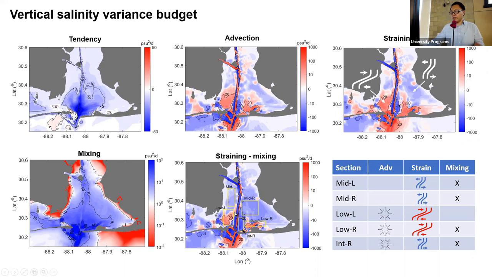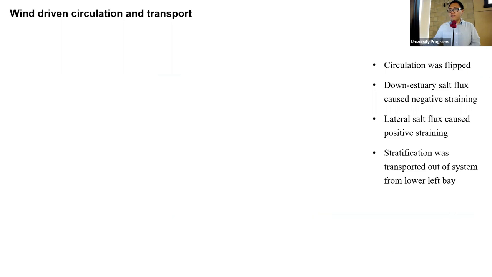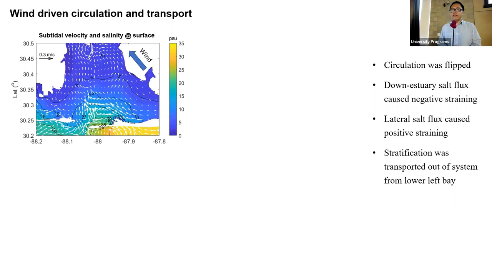At different locations, we can identify the dominant processes. In the mid bay, there is negative straining and mixing, which decrease the stratification. While towards the mouth, in the lower part, the advection also plays an important role. And some parts of the bay remain stratified because there is still positive straining, as shown by these red columns here. So the difference in the bay's response is caused by the difference in the dominant processes. To further understand the transport and the straining, we examine the subtidal velocity and salinity at the surface and bottom.